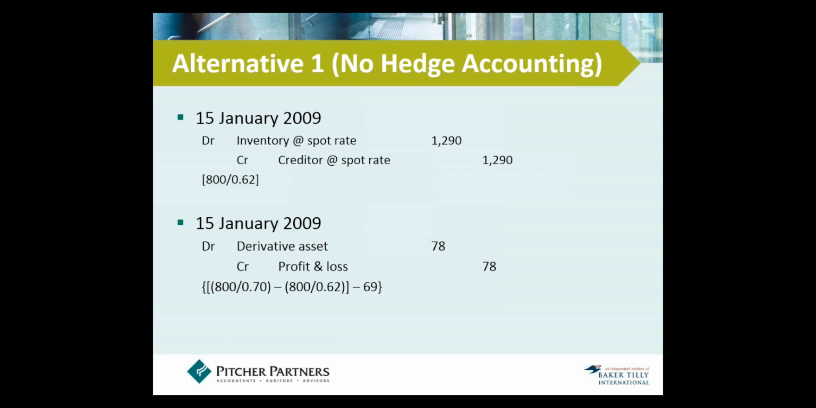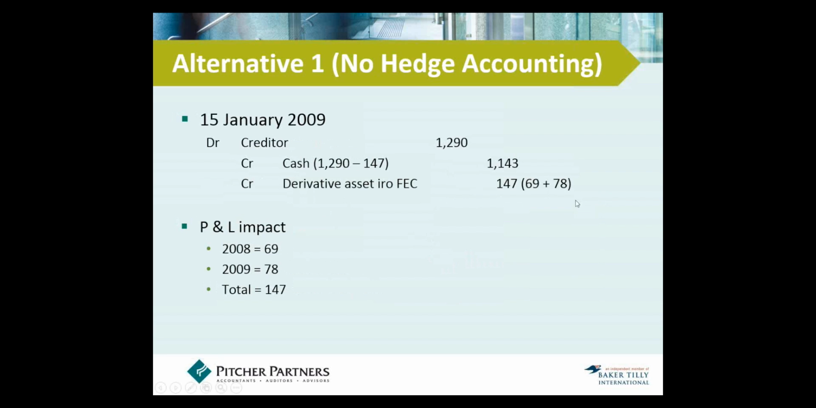So at this stage, on the 15th of January, I now have in my books a derivative asset at, just look at my notes, I can't do the maths, at 147. So first on the 15th of January, I bring in my inventory at the spot rate. Then I make sure that I've got my derivative asset at fair value, remembering that I've already fair valued at 31 December. And then I, at this stage, say I pay my creditor.